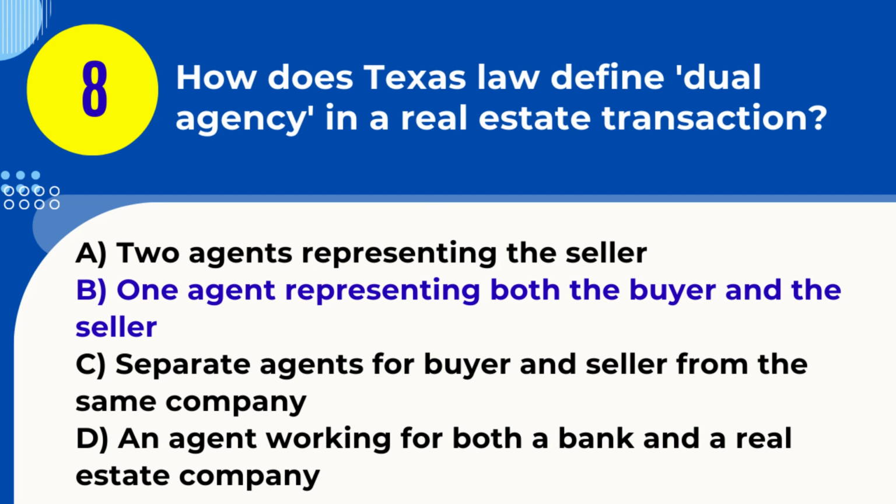Answer: B. One agent representing both the buyer and the seller. Explanation: dual agency in Texas real estate is defined as a single agent representing both the buyer and the seller in the same transaction.